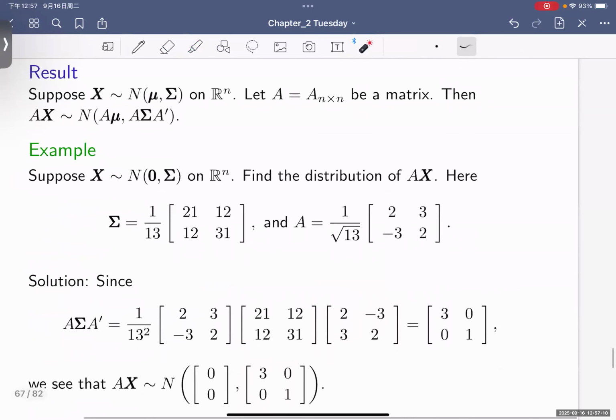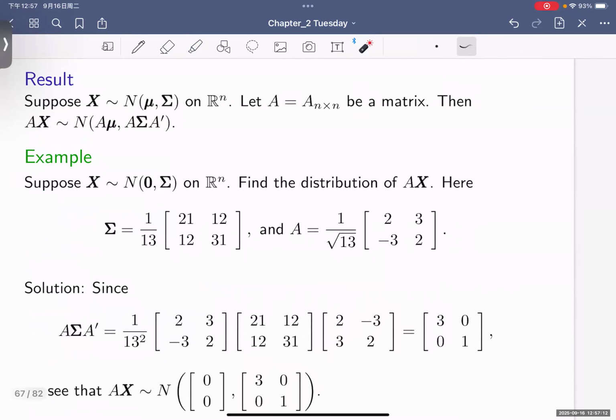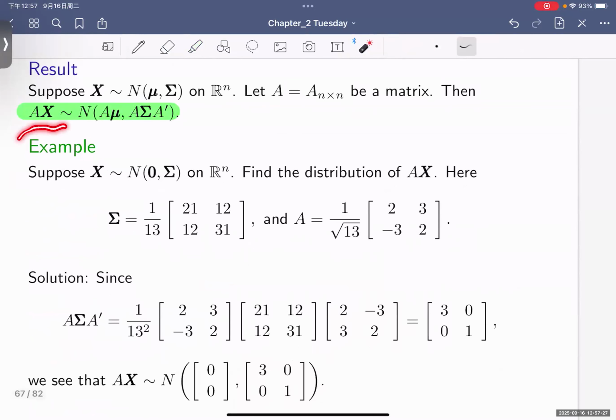For the next example, given x also, we now change the vector a to a capital A matrix. Then A times x is a new random vector, and this random vector has the expectation A times mu and the variance A times the covariance matrix, A times sigma times A transpose. What we should pay attention to is how the variance is changed.